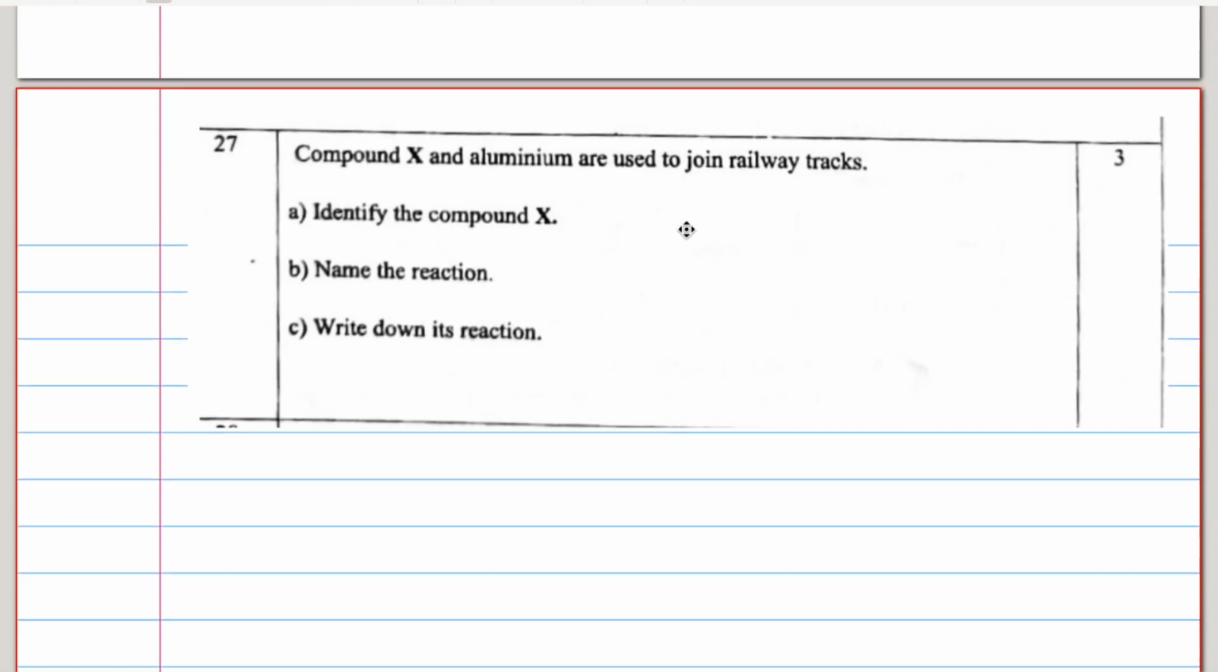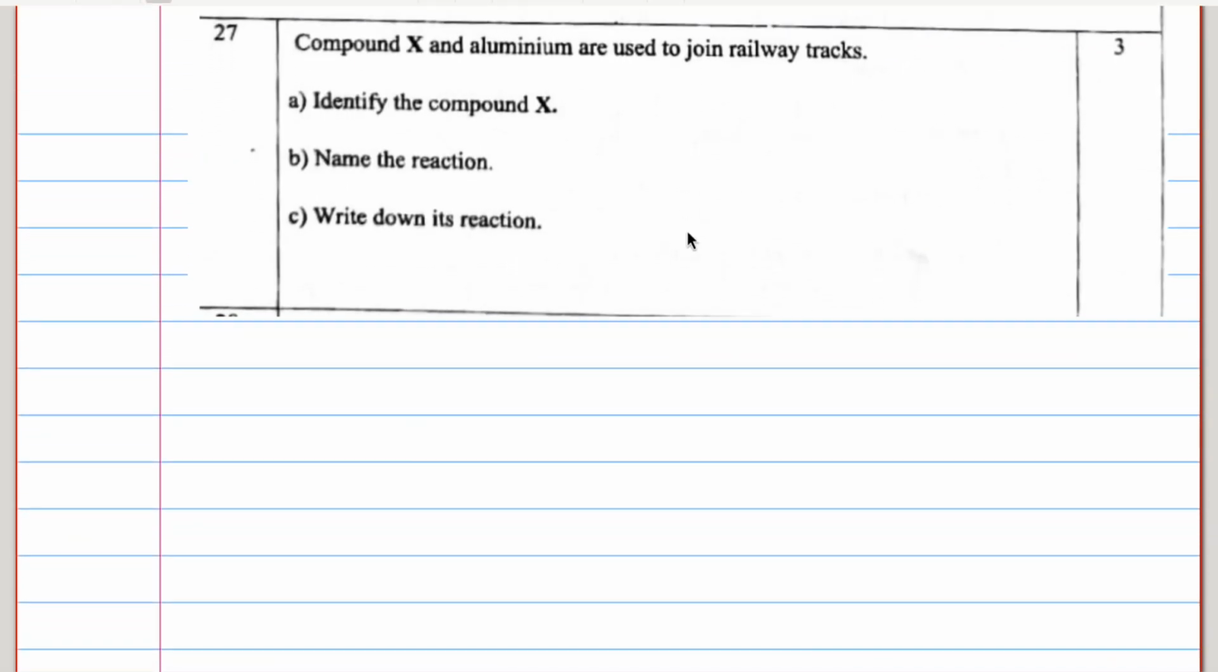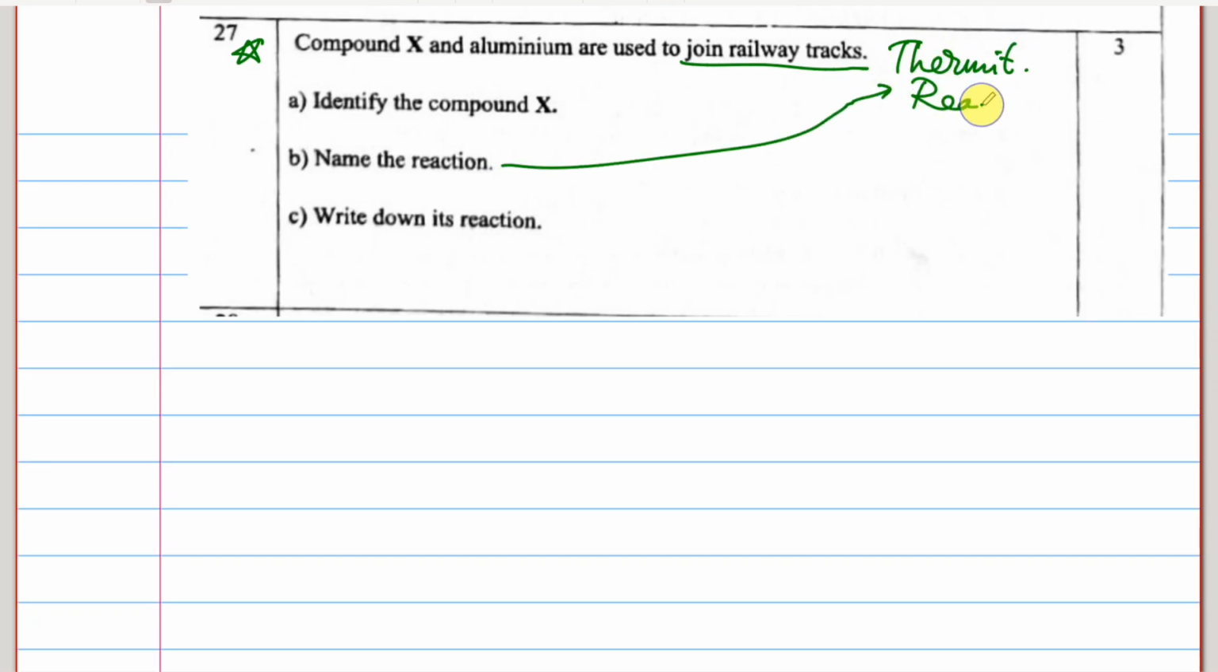Question number 27. Compound X and aluminium are used to join railway tracks. This is one of their favorite reactions. Join railway tracks, weld heavy machinery. We use Thermit reaction, right? So name the reaction. Reaction is Thermit reaction. But along with this, you also write down its type: Thermit reaction is a highly exothermic displacement reaction.